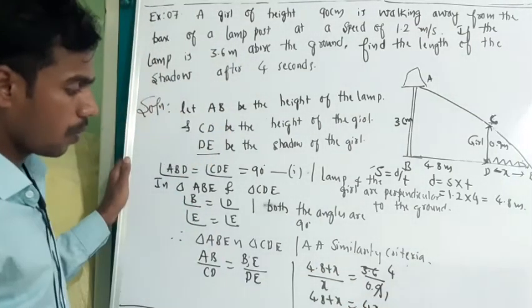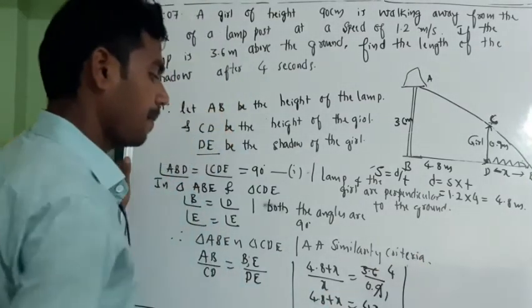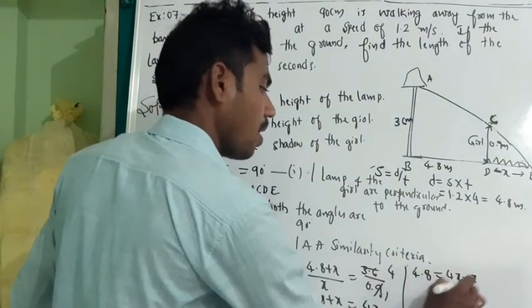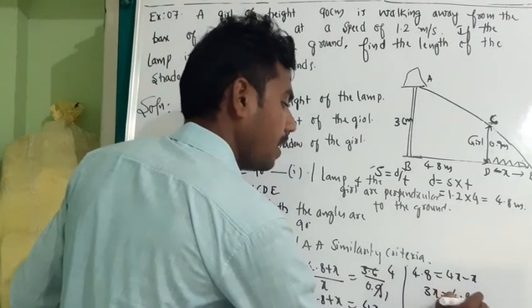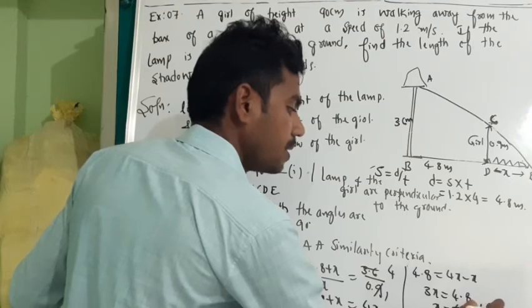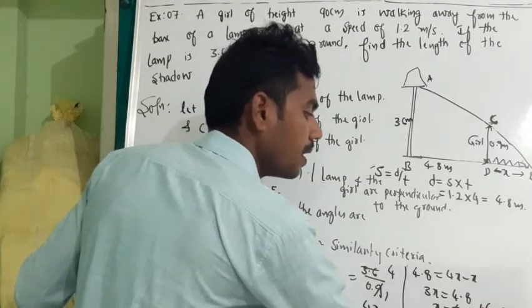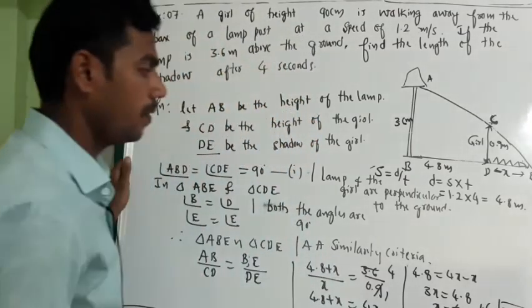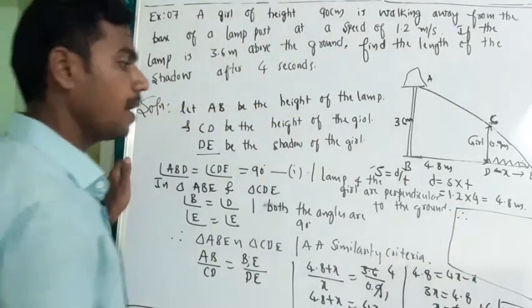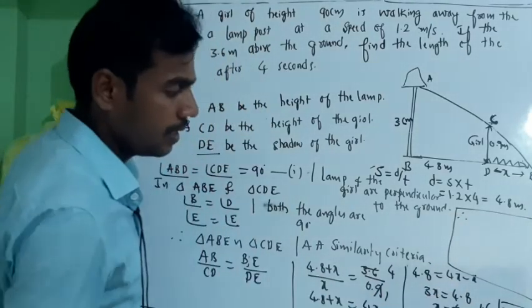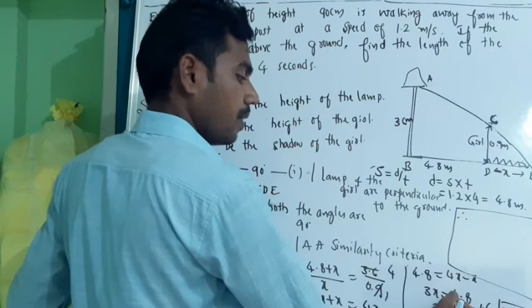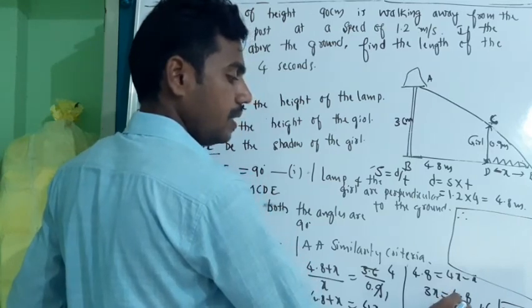So 4x is equal to 4.8 plus x, or else 4.8 is equal to 4x minus x, or else 3x is equal to 4.8, or else x is equal to 4.8 divided by 3. 3 ones are 3, 3 sixes are 18. So x is equal to 1.6 meter. We have one decimal digit, so I placed one decimal point there.